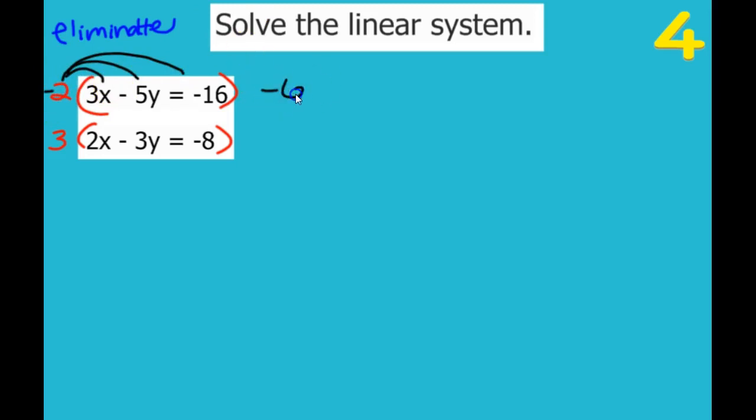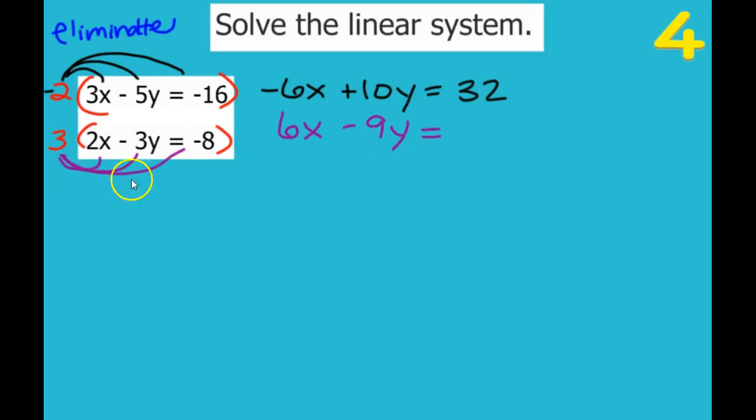So that gives us negative 6x. A negative times a negative makes a positive 10y. And then negative 2 times 16 is a positive 32. 16 and 16 is 32. On the bottom, multiply everything by 3. 2 times 3x is 6x. 3 times negative 3y is negative 9y. And 3 times negative 8, 8 times 3 is 24, and it's negative.